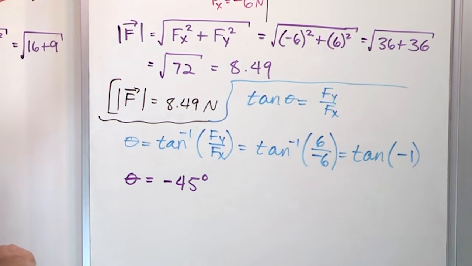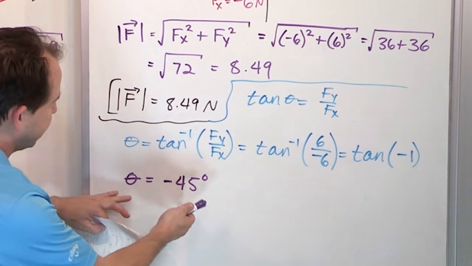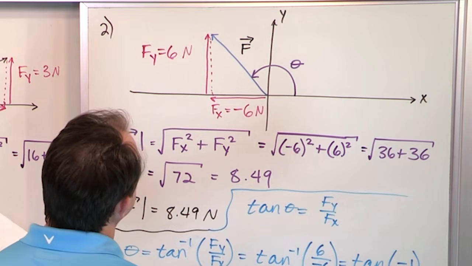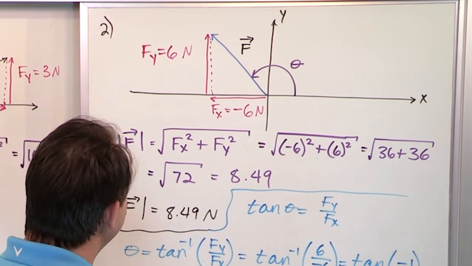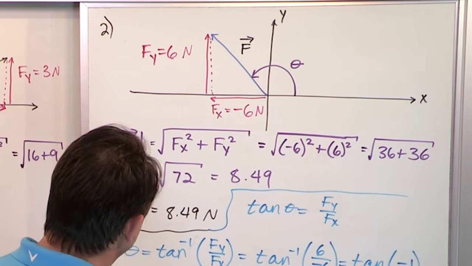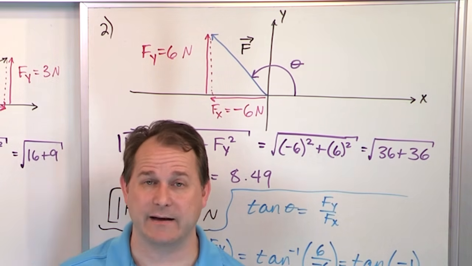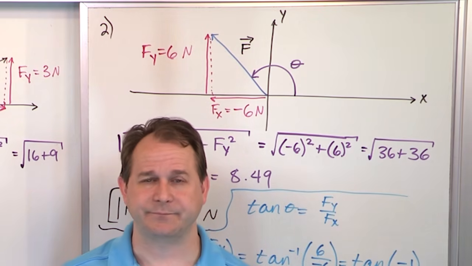Negative 45 degrees. Then I'm always telling you, take your angles that you get from the calculator and go back and look up here and say, does this make sense? And you look at that and you're like, what does that even mean? Well, you've got to remember, the calculator is always going to give you angles back, measured from the x-axis.